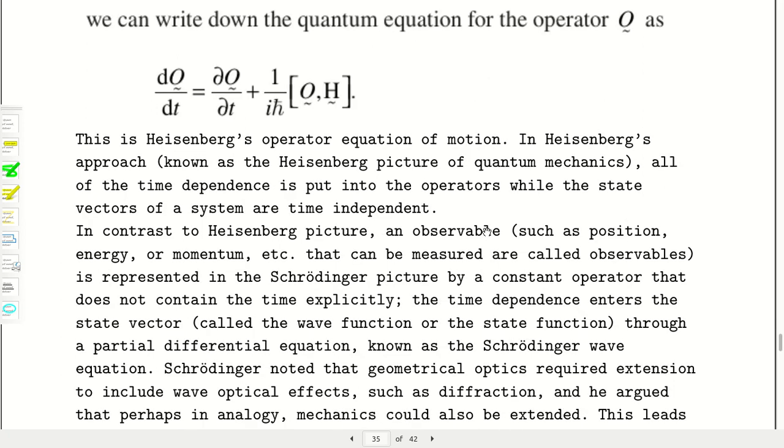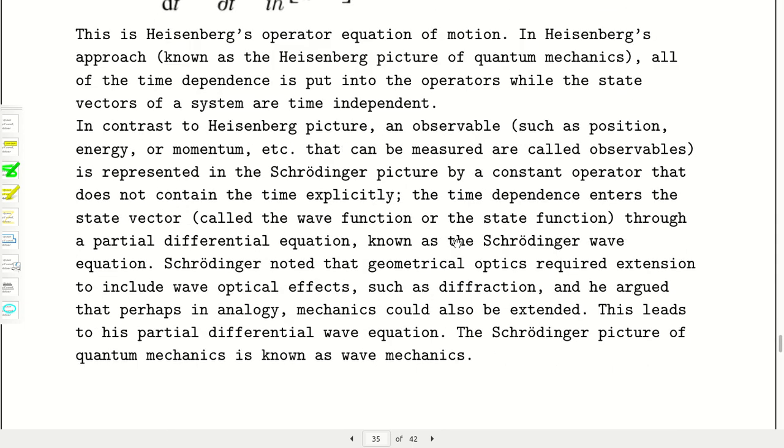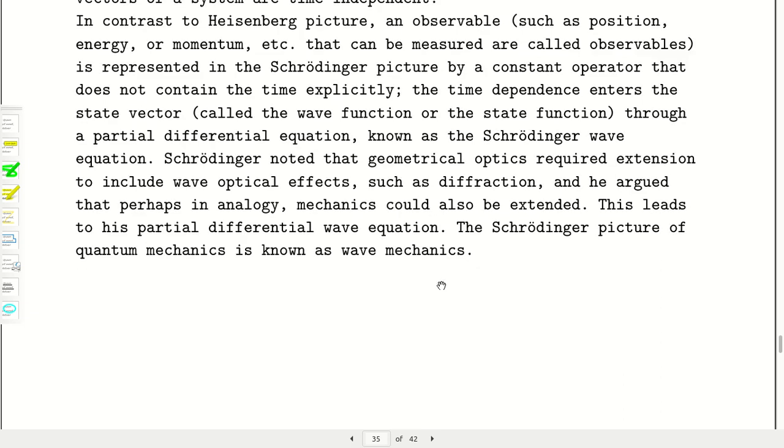There are two pictures in quantum mechanics, Heisenberg and Schrodinger. In the Heisenberg picture the operators are time dependent, as you see here, but in the Schrodinger picture the operators don't contain the time explicitly. So those things are different, but it is written here for your general study.